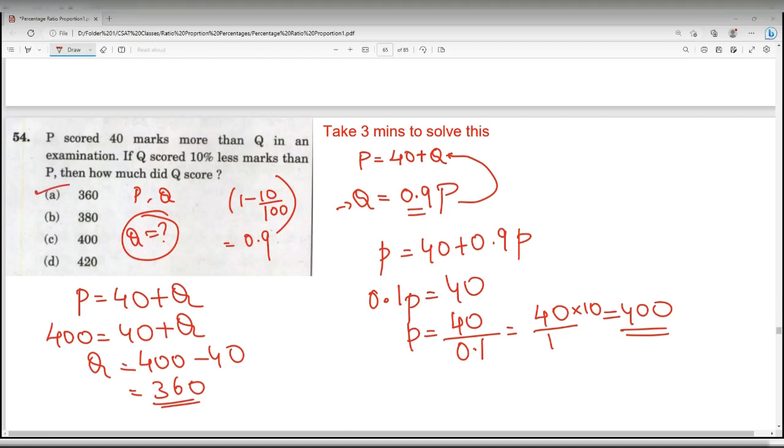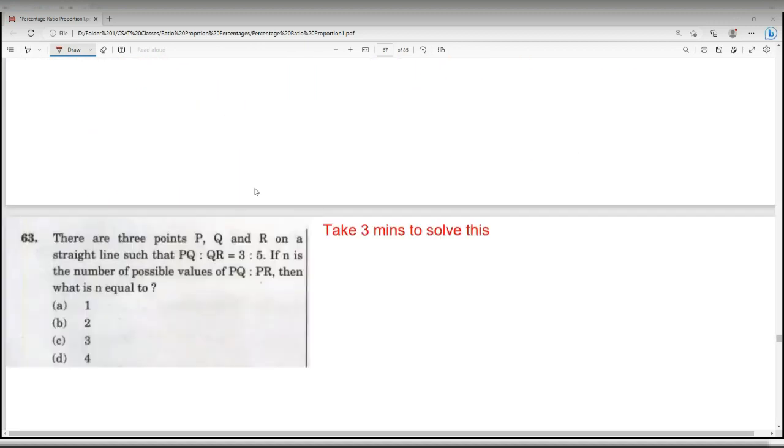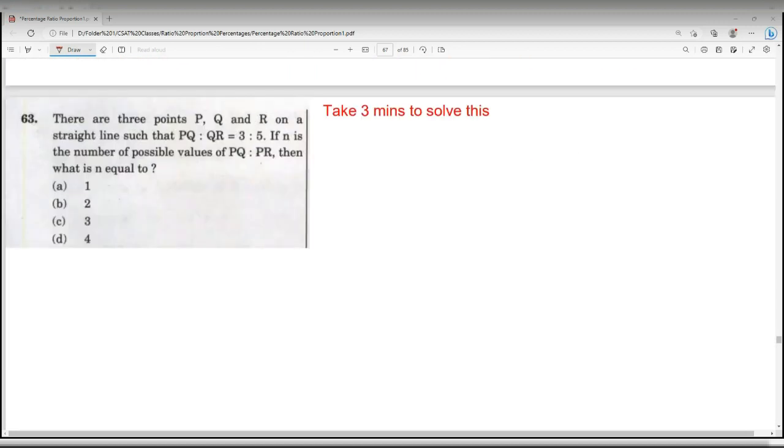I hope you have got this. If you have any query or doubt in this question, please ask. Or else we'll move to the next question. Please take 3 minutes to solve this.